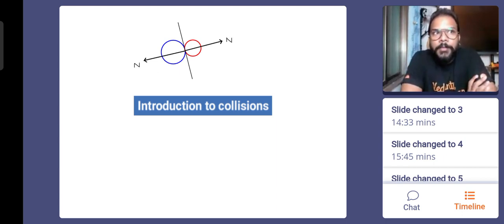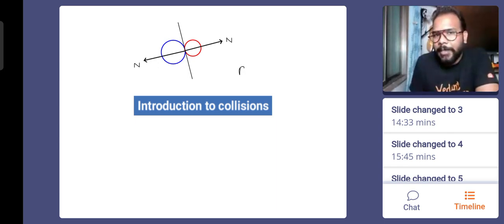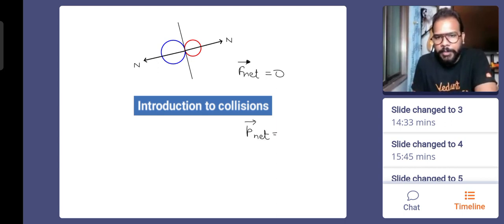So the point is, guys, when two objects collide with each other, they will experience impulsive forces individually, but overall, we can say that the net force acting is always going to be 0. And when a system has zero net force acting from outside, we can always say that the net momentum of the system will remain constant.